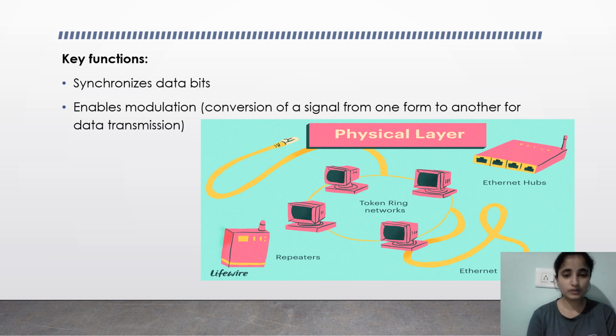This is an example of the physical layer. It includes Ethernet hubs, Ethernet cables, token ring networks, and repeaters, which are the standard network devices that function at the physical layer, as are cable connectors.